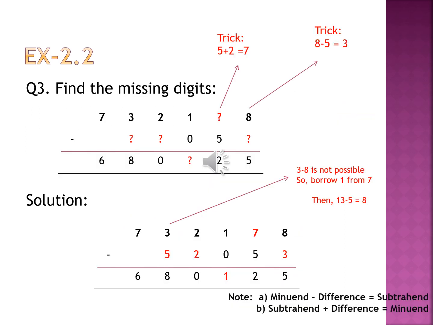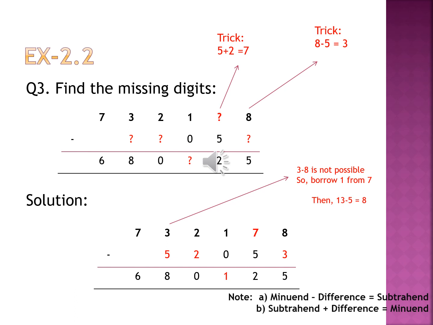Exercise 2.2, question number 3. Find the missing digits. The question is 7321-8-05-680-25. So let's start subtracting the digits from ones place. 8 minus dash is equal to 5. So 8 minus 3 is equal to 5. Dash minus 5 is equal to 2. So that is 7 minus 5 equal to 2.